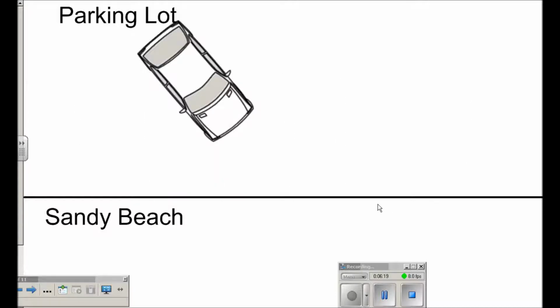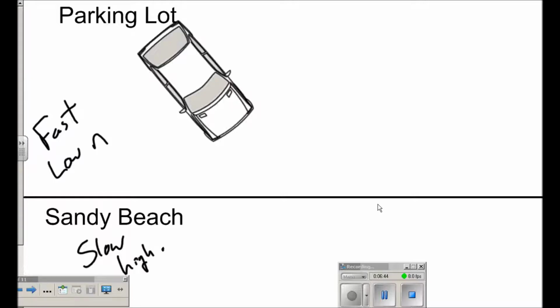So what's going to happen is our car is going to drive from a parking lot to a sandy beach. It's pretty easy for a car to drive on a parking lot, so this would be a medium in which our object is able to travel fast. It would be analogous to a very low index of refraction, because our object is able to go fast through it. Now, on a sandy beach, the car is going to go slower, so that would be like having a high index of refraction.